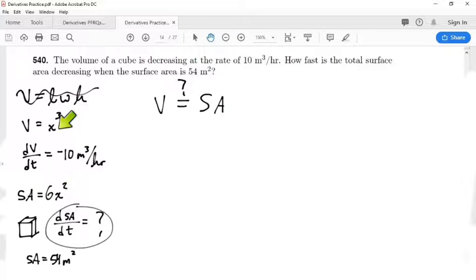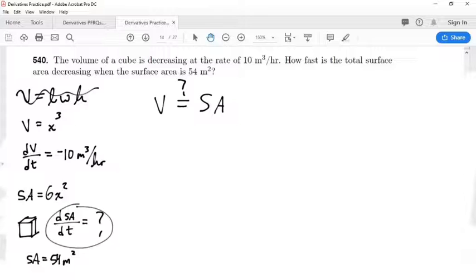So I'm going to do kind of a system of equations thing here. I'm going to solve for x for one of these, it doesn't matter which one, and then plug that back into the other equation. We have V equals x to the third, and surface area equals 6x to the second power. So let's get the x alone with the surface area.